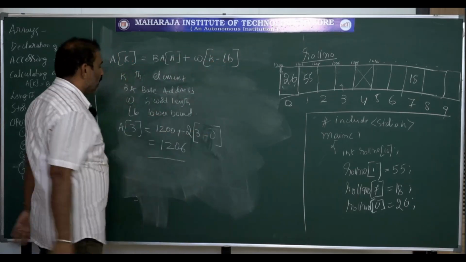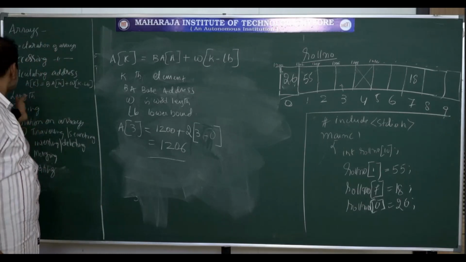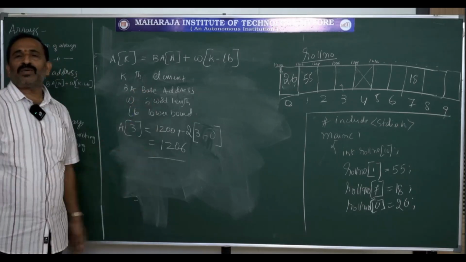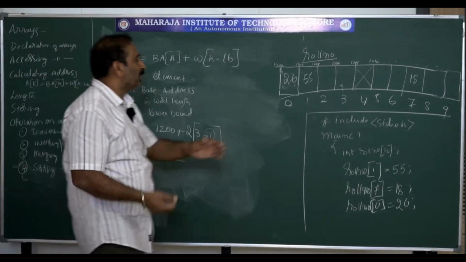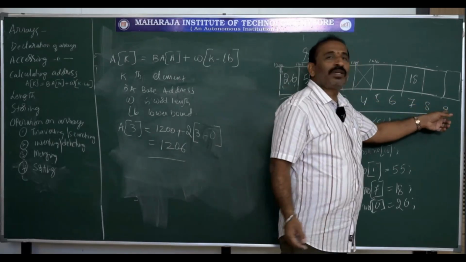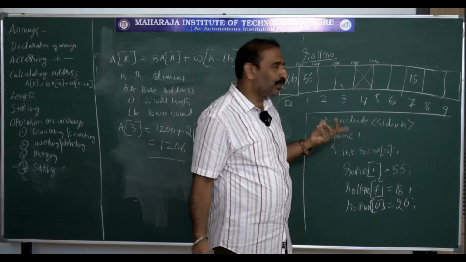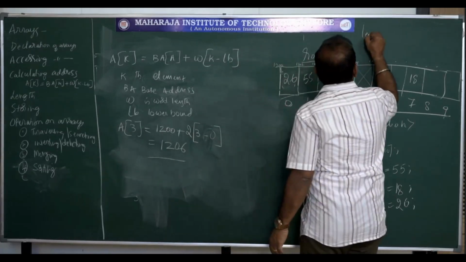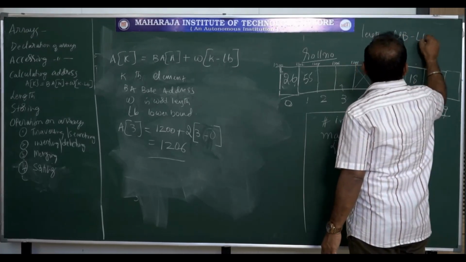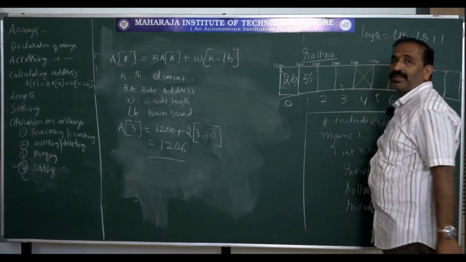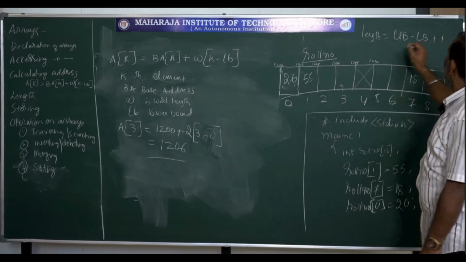I mean, they are all very, very simple to understand. You can easily find out, right? What is a length? Length can be easily found out. This is nothing but upper bound minus lower bound plus 1. Length, upper bound minus lower bound plus 1. So here you have your 9 minus 0 plus 1.